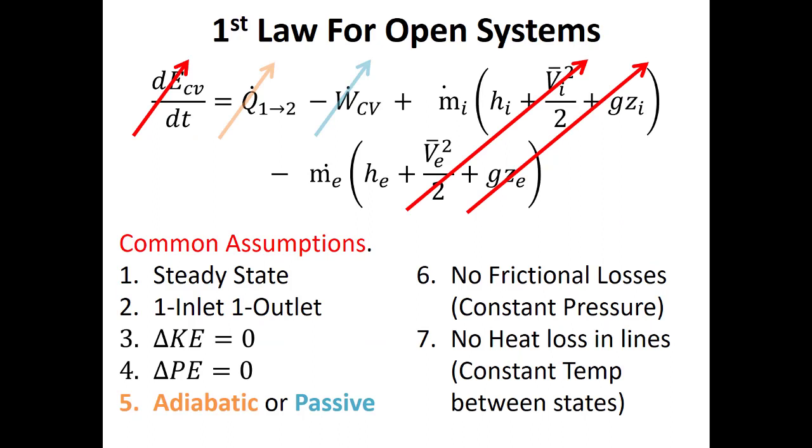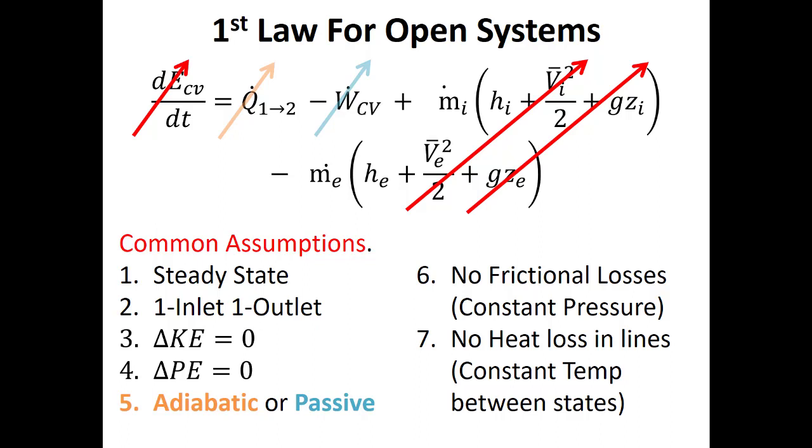For all of these components, because they're open processes, we'll use the open system version of the first law. We'll make assumptions like all these processes are at steady state. They all have one inlet and one outlet, or at least many of them do. We'll always neglect changes in kinetic and potential energy. And then for different processes, we will often decide whether or not they're adiabatic or passive. In this lecture, we'll also talk about a new component that's both adiabatic and passive.